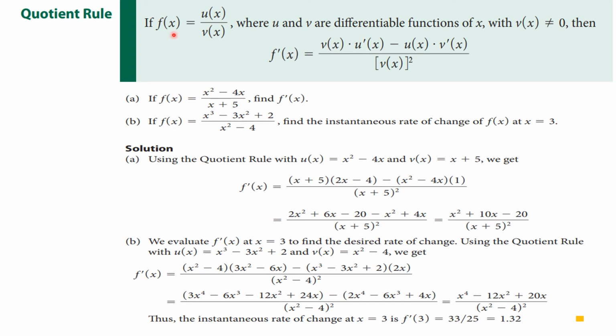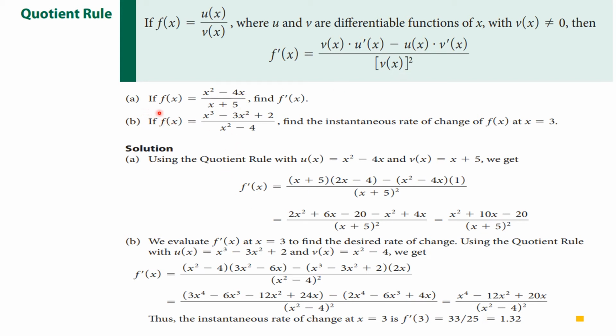So suppose you find that the function is a fraction like this: f(x) = u(x)/v(x), where u and v are differentiable functions of x, and remember that v(x) is not equal to 0. Then how do we find the derivative of this function? It will be equal to v(x) times u'(x) minus u(x) times v'(x), divided by v(x) whole squared. So now let's do two exercises here.